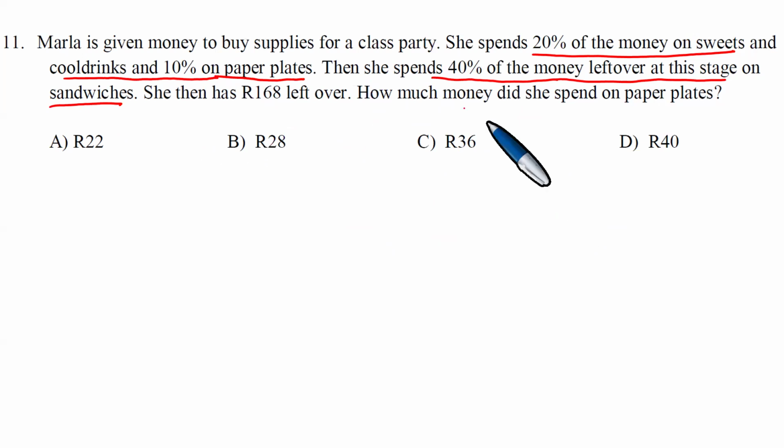So obviously a couple of things here. Mala is given money to buy supplies for a class party. She spends 20% of the money on sweets and cool drinks, 10% on paper plates. Then she spends 40% of the money left over at this stage on sandwiches. She then has 168 rand left over. How much money did she spend on paper plates? Okay, what do we do here? Obviously, we want to say there's an amount of money that was spent on paper plates.